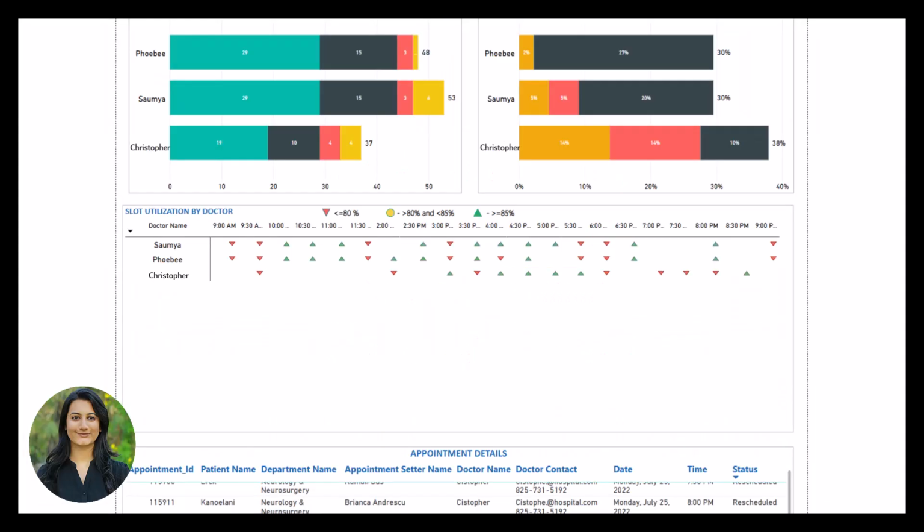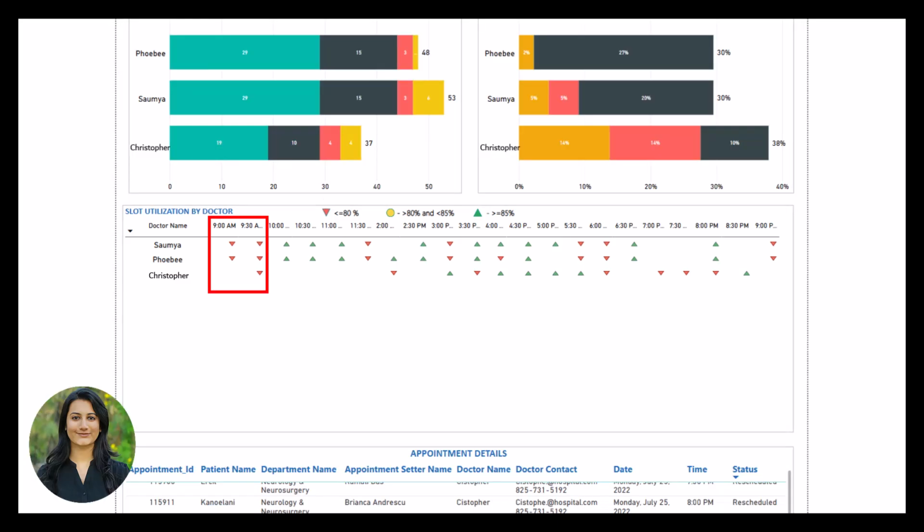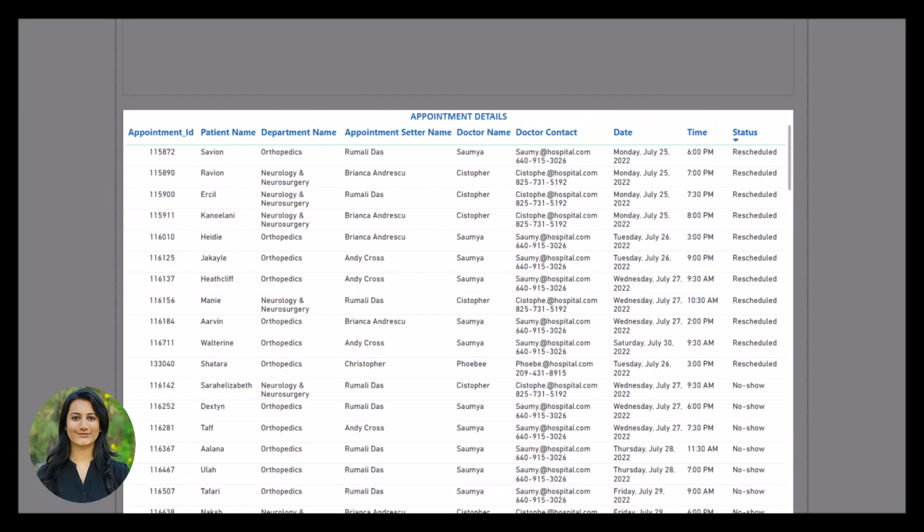To narrow it down further, let's look at the slot level utilization for these doctors. In this chart, red markers indicate low utilization. We see that early morning slots and evening slots are consistently underutilized, which could mean these slots are either being underbooked or not matching the doctor's availability or patient preferences.